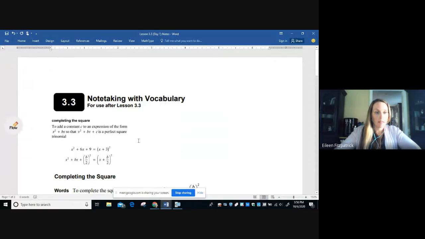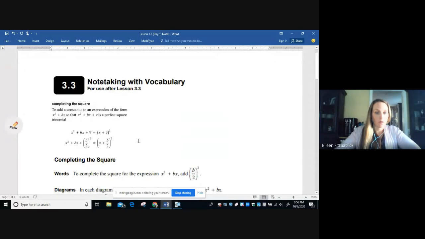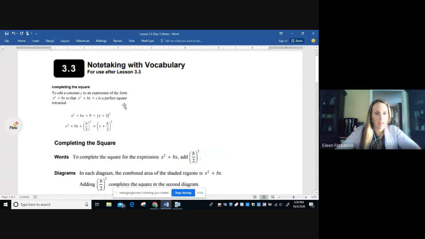Okay, so in this lesson, we're going to learn another way of solving quadratics, which is by completing the square. It says here to add a constant c to an expression of the form x squared plus bx so that x squared plus bx plus c is a perfect square trinomial. All right, so here's an example of how to complete the square.